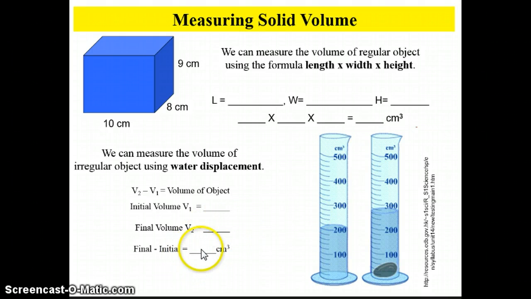Okay, then to calculate your answer, to find the volume of the object, you must take your final volume minus your initial volume. So we're taking 260 minus 200. That should leave us with 60 centimeters cubed. Now we're dealing with liquids, but the volume that we're trying to find is of a solid. So the units must be in cubic centimeters, because we're dealing with a solid.